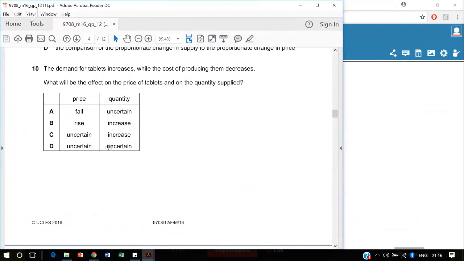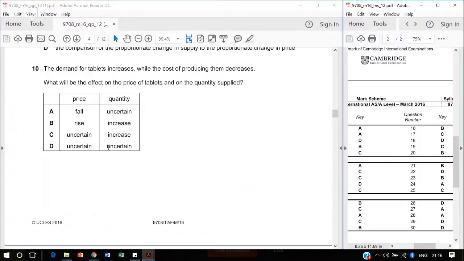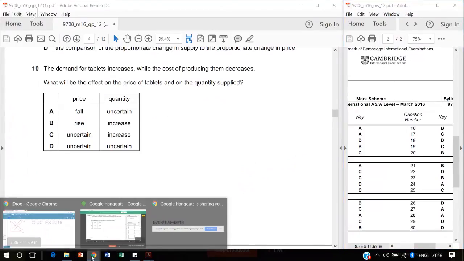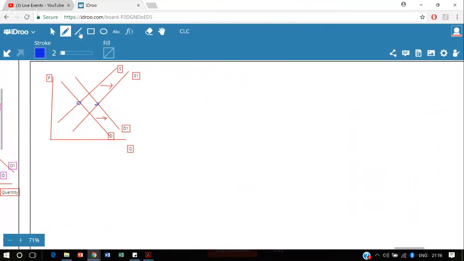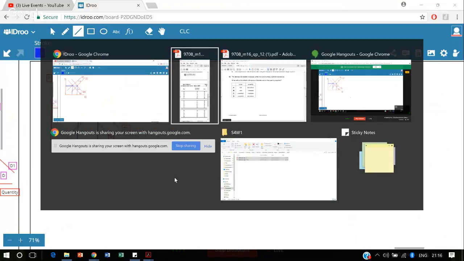What will be the effect on the price of the tablets and on the quantity supplied? Okay, so we know for certain that the quantity supplied will have increased, as we can see on our diagram here. Quantity supplied has definitely increased. We've gone from that here to that here. But in terms of the price, we're not exactly sure if it's increased slightly, decreased slightly, or stayed the same.